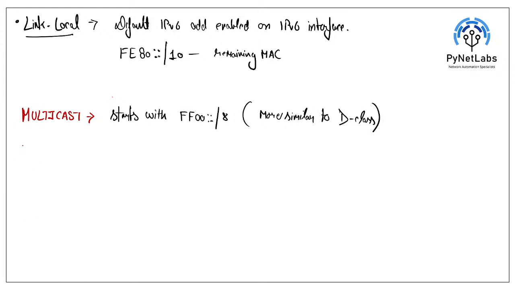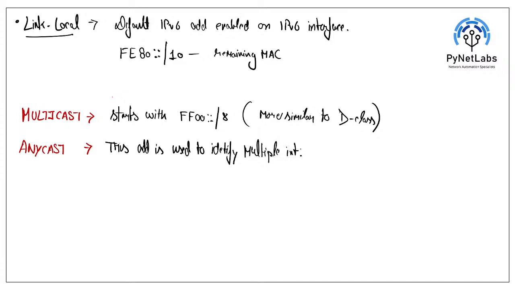And then lastly, the category we have is anycast. This address is used to identify multiple interfaces, but it sends only to whichever it finds first.